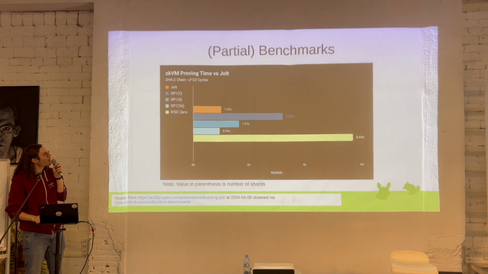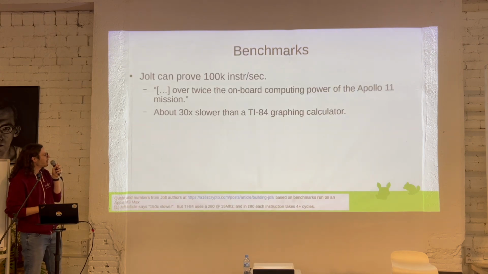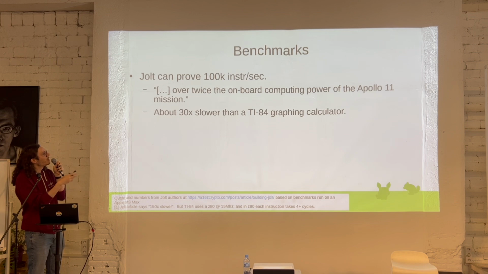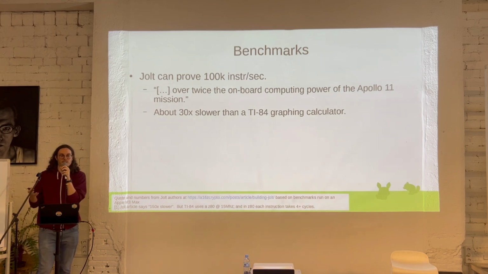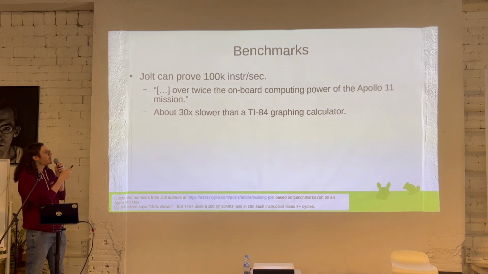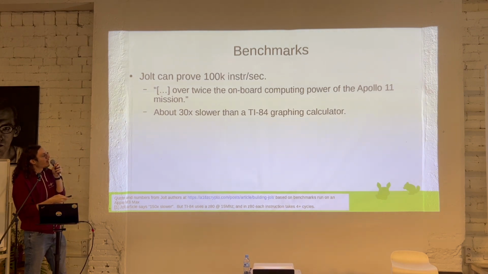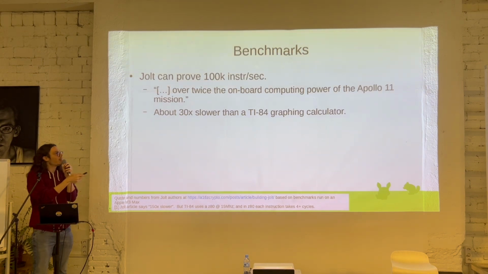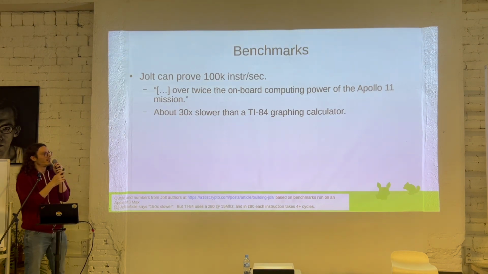Another way to look at these results is these numbers also provided by the Jolt authors, which is that currently Jolt can prove 100K instructions per second. So this would be like if you have a CPU that is computing 100K instructions per second, you could generate proofs in real time. This gives a nice idea of where we are now, and probably this number will increase. As a comparison with real cases, this proving speed would be 2 times the Apollo 11 mission or 30 times lower than a TI-84 graphical calculator.